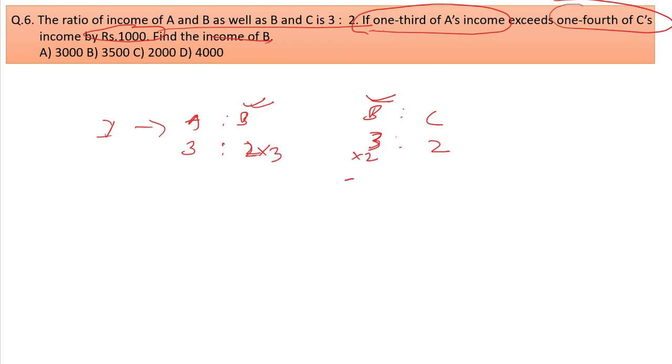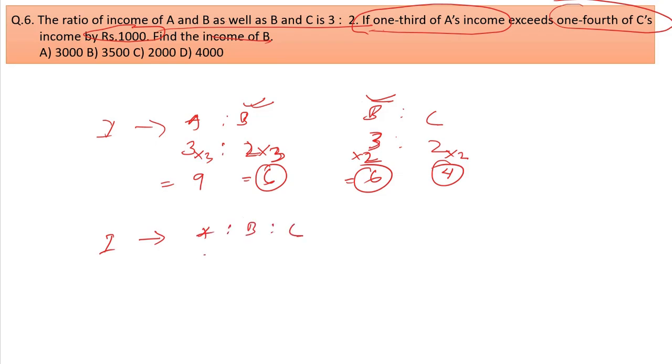We have 3 times 2 is 6 and 3 times 2 is 6. Now it is equal. So if you multiply here by 3, you have to multiply here by 3. So 3 times 3 is 9. And if you multiply here by 2, you should multiply here by 2. That is 4. Now the ratio of the income of A is to B is to C is 9 is to 6 is to 4.